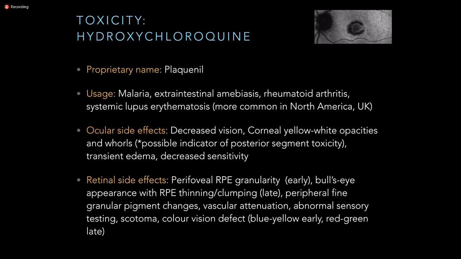Plaquenil, similarly, is an anti-malarial, which is also used for RA and lupus, more commonly used in North America and in the UK. Ocular effects are similar, so decreased vision, corneal opacities, and whorls. With Plaquenil, these are a potential indicator of posterior segment toxicity, to distinguish it from chloroquine. The retinal effects are very similar, so a perifoveal RPE granularity, which can develop into bullseye maculopathy, peripheral pigmentary changes, and the same color vision defects as well.